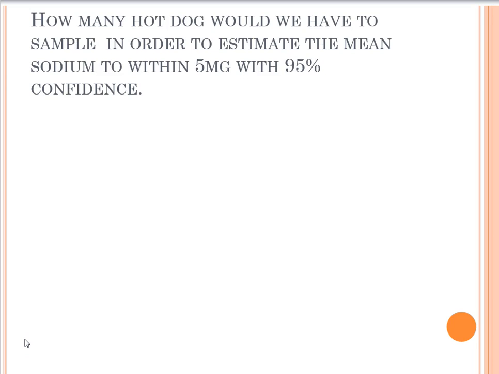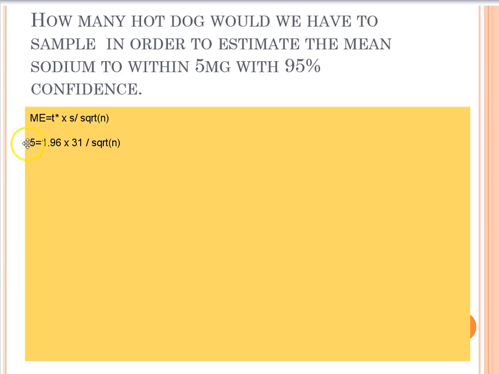Let's say we want a margin of error of 5 milligrams of sodium. That means we're reaching up 5 milligrams and down 5 milligrams for a total range of 10 milligrams. And we want to do this with a 95% confidence interval. The question then becomes, how many hot dogs do we need to test their sodium level for in order to construct this level of confidence?